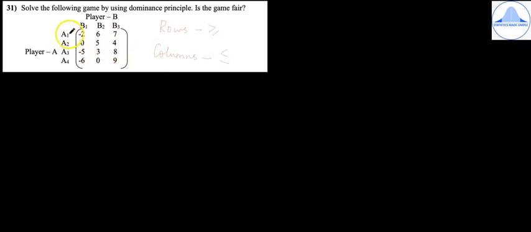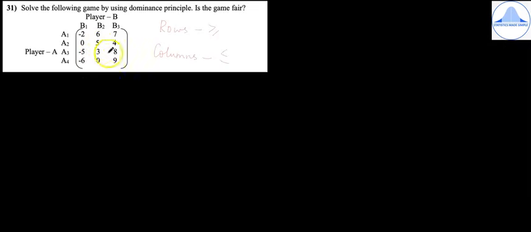Then do A2 with A1. 0 is greater than minus 2. 5 is not greater than minus 6. 5 is not greater than 6. Then compare A2 with A3. 0 is greater than minus 5. 5 is greater than 3, but 4 is not greater than 8. Next do A2 with A4. 0 is greater than minus 6.